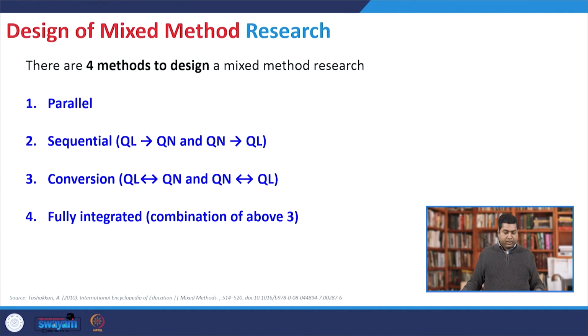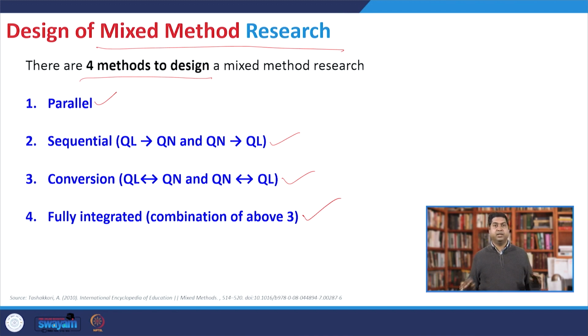With that, coming to the stage where we discuss the different types of design of mixed method research. Based on literature, what we observed is that the most common designs for mixed method research are parallel, sequential, conversion, or fully integrated. We will discuss them one by one.